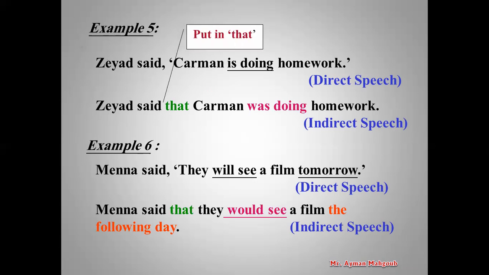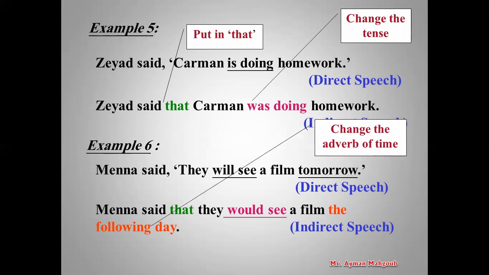Number one, that. We put that instead of the quotation marks or the inverted commas. And we change is into was. Is doing is present continuous, was doing is past continuous. The third change is the time expression: tomorrow becomes the following day.